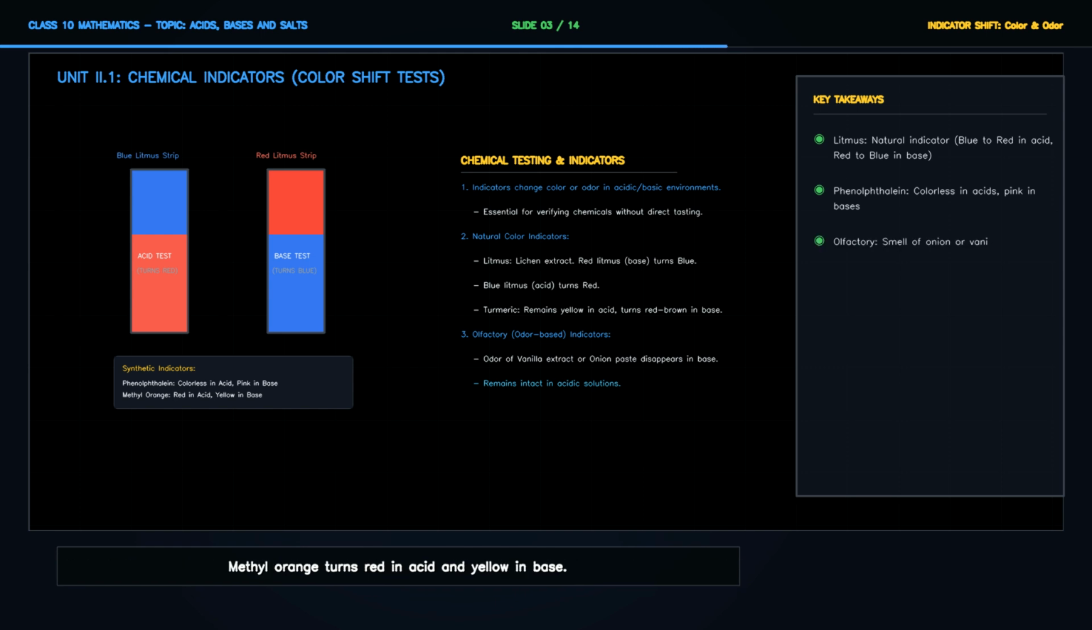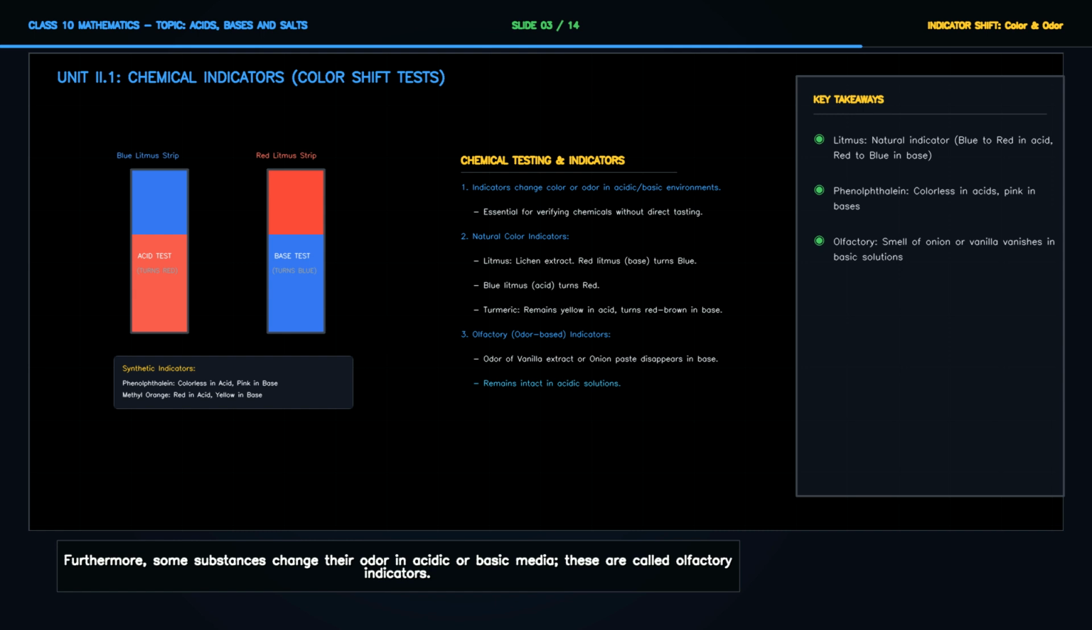Furthermore, some substances change their odor in acidic or basic media. These are called olfactory indicators. For instance, the smell of onion or vanilla extract vanishes in basic solutions but remains unchanged in acidic solutions, providing an olfactory testing alternative.